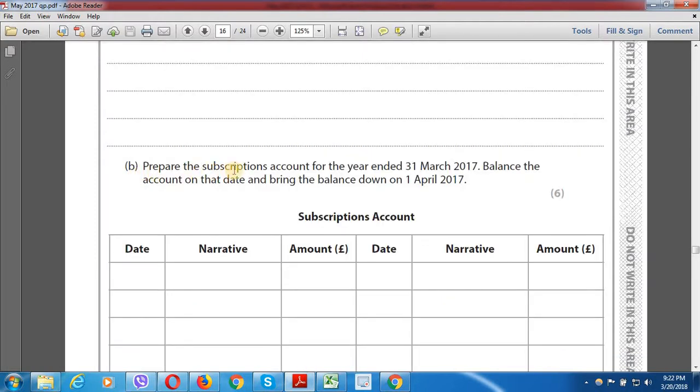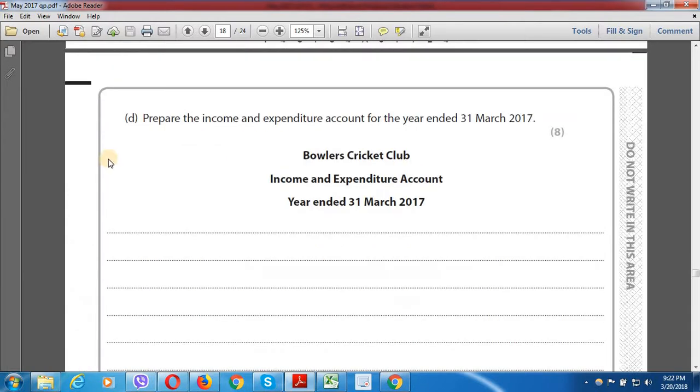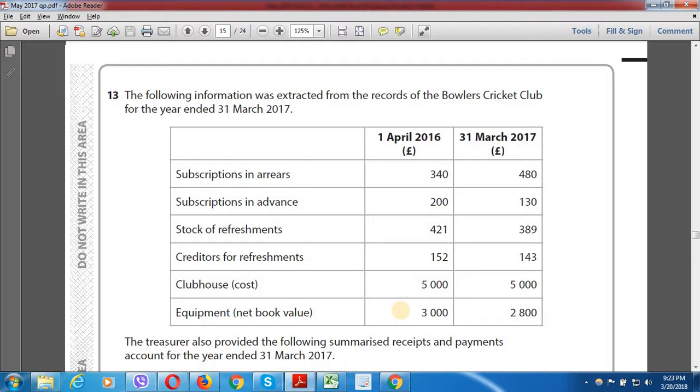B. Prepare the subscriptions account for the year ended 31st March 2017. Balance the account on that date and bring the balance down to 1st April 2017. C. Prepare the refreshments trading account for the year ended 31st March 2017. And finally D. Prepare the income and expenditure account for the year ended 31st March 2017. We have read the questions. Let us start solving the paper.